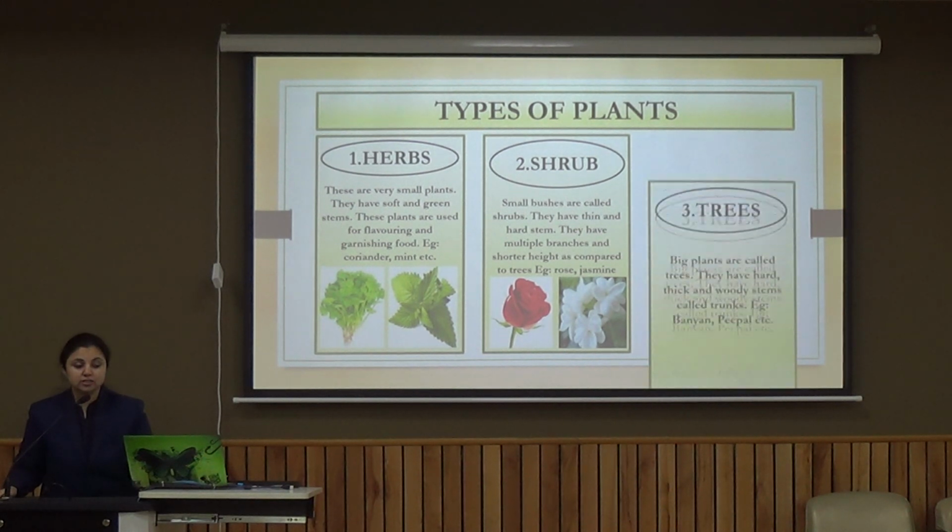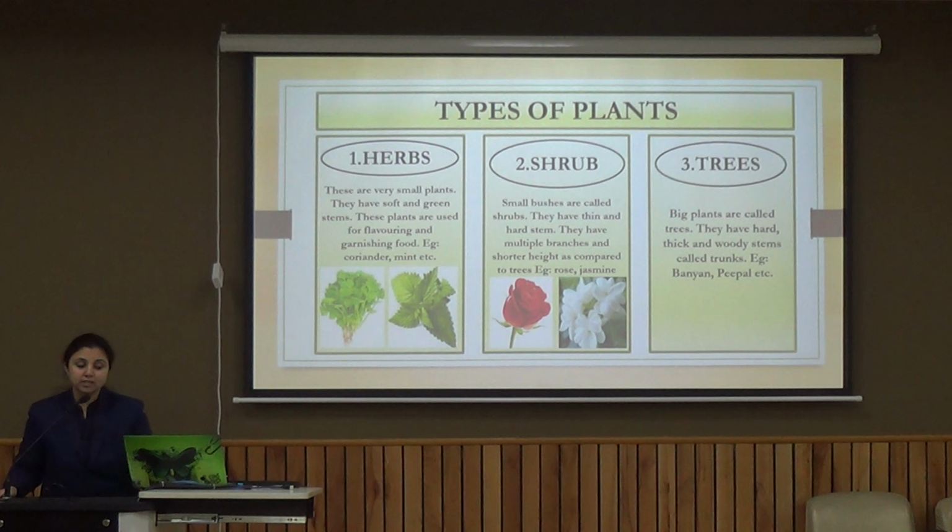The third is trees. Big plants are called trees. They have a hard, thick, and woody stem, which is called a trunk. Some examples are banyan, peepal, neem, mango.